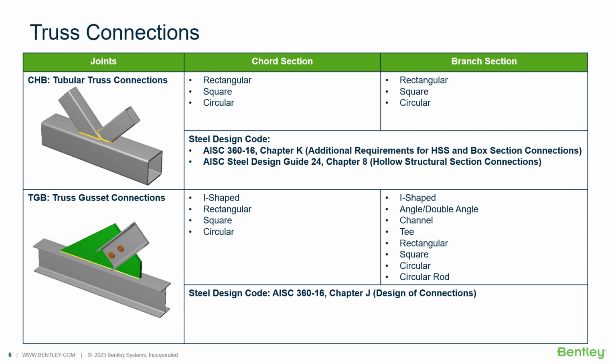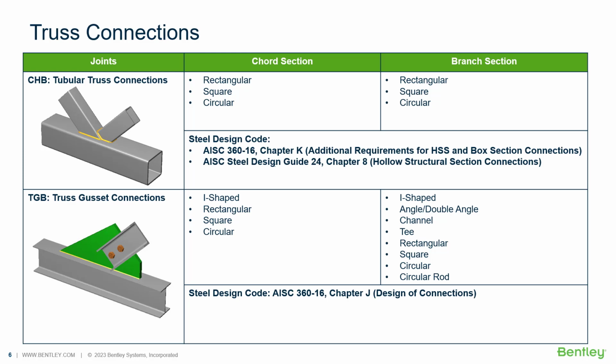As I mentioned earlier, we have two different types of truss connections available in RAM Connection. We have a tubular truss connection, and we also have a truss gusset connection. So understanding what section properties you have will gear you towards one type of truss connection versus another. It's important to know that their detailing might be slightly different, and also the code sections that we're going to be using will be slightly different depending upon if you're using hollow structural sections versus non-hollow structural sections or additional section types.